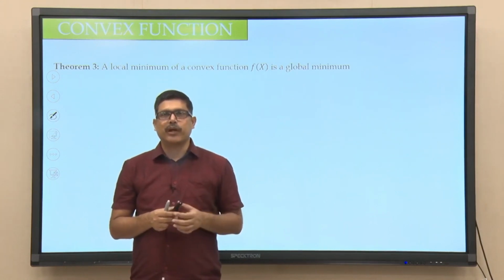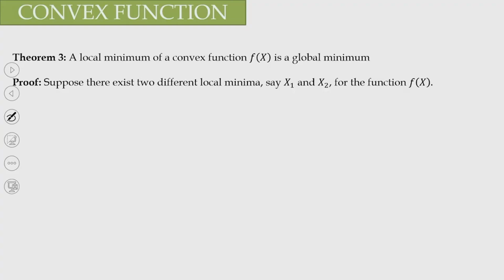So, let us prove that one. We will prove it by contradiction. Initially, we will say that there exist two different local minima. We have stated this, and we have to prove that it is not correct.